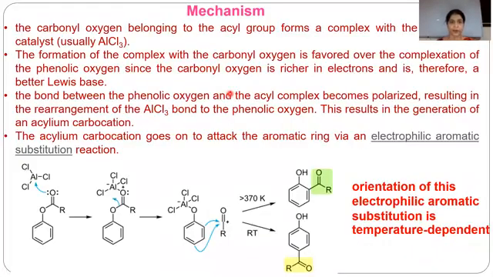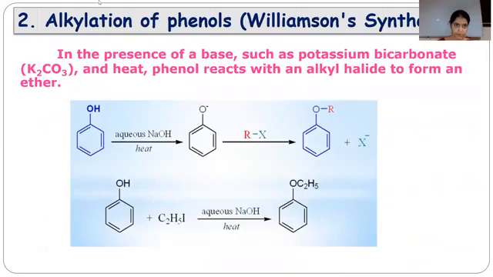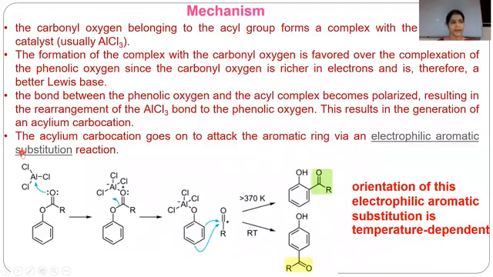Mechanism of Fries rearrangement. In the mechanism of the Fries rearrangement, the carbonyl oxygen belonging to the acyl group forms a complex with the catalyst, that is AlCl3. The formation of the complex with the carbonyl oxygen is favored over complexation of the phenolic oxygen, since the carbonyl oxygen is richer in electrons and therefore acts as a better Lewis base.